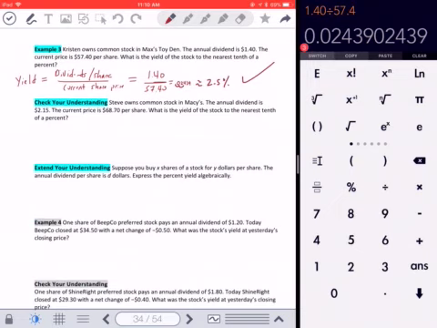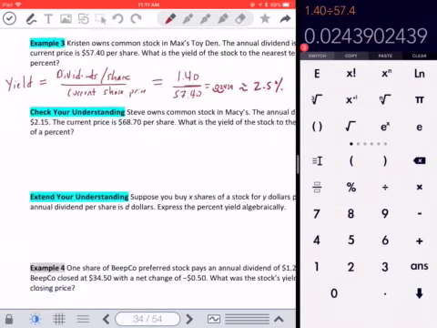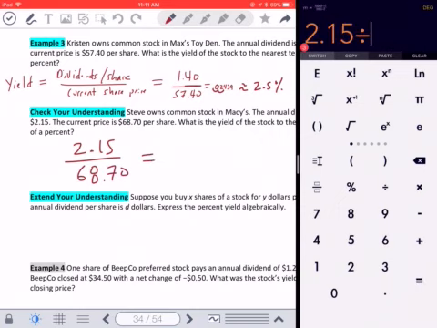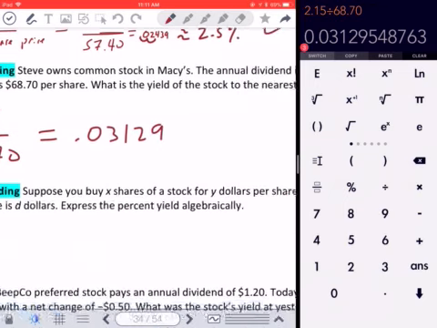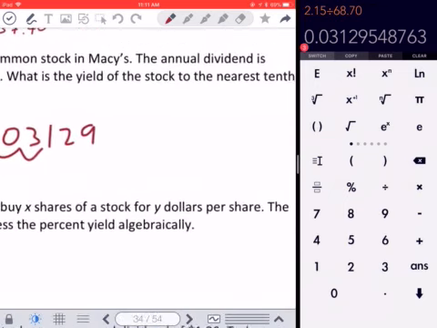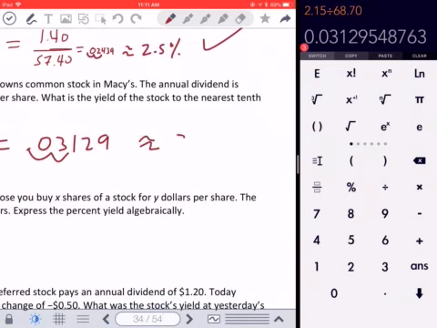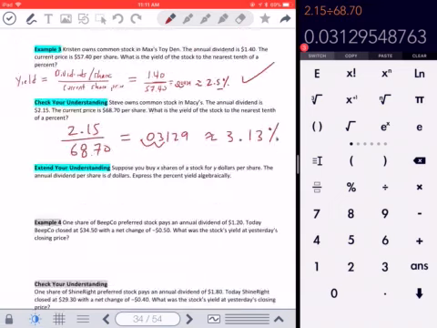Okay, this is the last one here. Steve owns common stock in Macy's. The annual dividend is $2.15. The current price is $68.70. What's the yield? Try that one on your own. Pause the video. Unpause it when you're ready. And it's going to be the same thing. So $2.15 divided by $68.70, and I get 0.03129. I'm going to move this decimal over twice, and this is going to be about 3.13%, if you wanted to take it one decimal farther than the previous one.